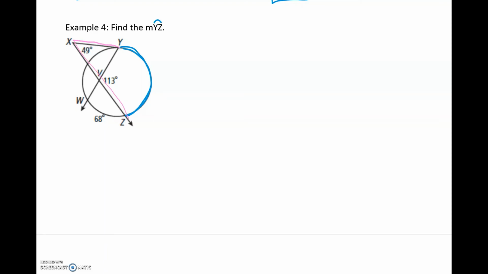So then I can say, hey, well, the measure of angle YXV is 1/2 the measure of arc YZ minus, and then I can call this point, let's say A, some other point, right? Minus the measure of arc YA. So that's one possible relationship, okay?